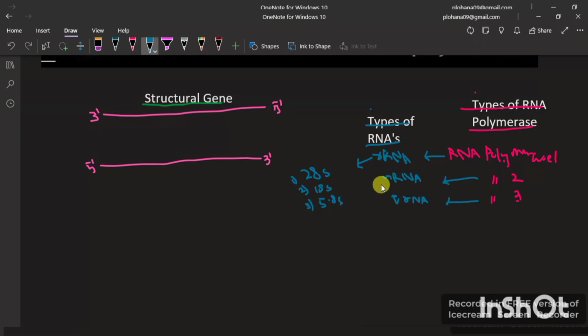Now let me tell you about the mRNA. In bacteria, mRNA is made very simply. But in eukaryotes, it won't be made so simply. Instead, hRNA will be made first.